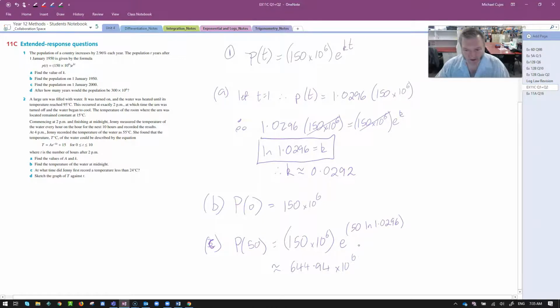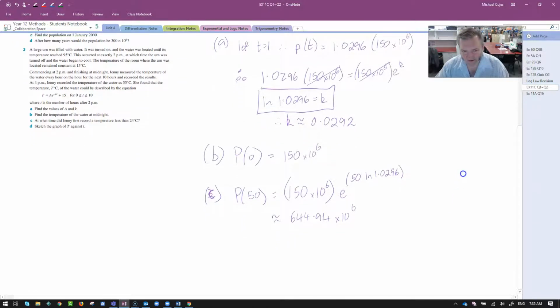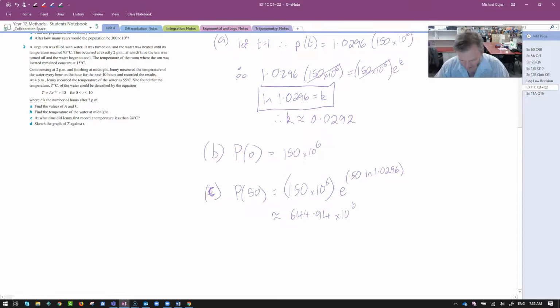Now, that's not a nice way to write the number, is it? I've got it there because it was easier for me to do the calculation that way. But why don't we make it 6.45 by 10 to the 8. That might be a little bit better, so we've actually got it in standard form. Or you could write the other decimal places in and have it in long form. That's okay. After how many years would the population be 300 times 10 to the power of 6?